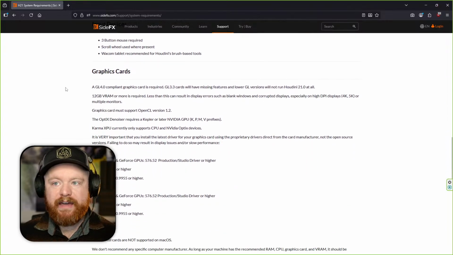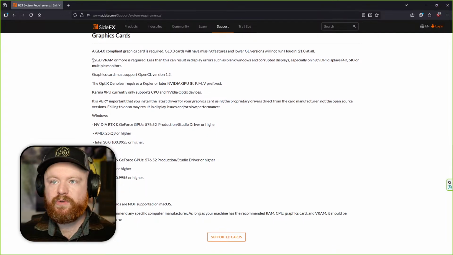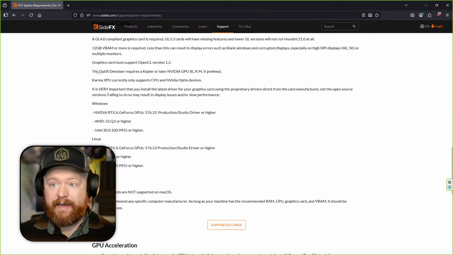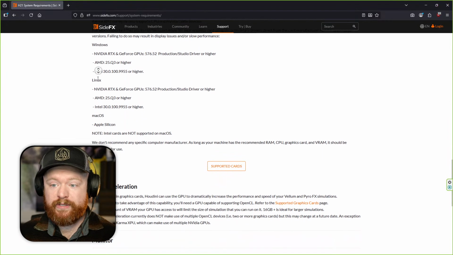And so we have that graphics card. Ideally, we want 12 gigabytes of VRAM or more. And it looks like this might be a new requirement, actually. That could be a minimum requirement, which is a fairly high minimum requirement of 12 gigabytes of VRAM. And there we go. So that's pretty much what we're looking at here.